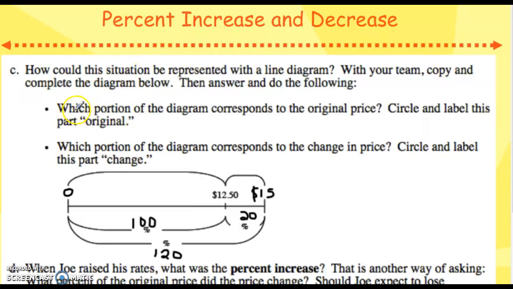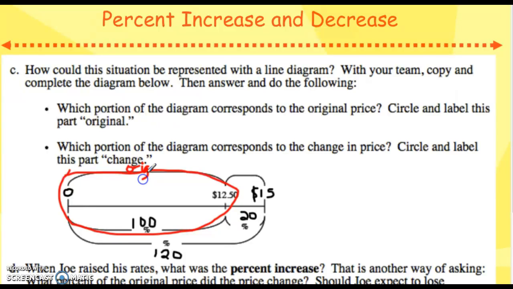Okay, so now I'm going to go back and answer my questions for C, so you need to have those in your notebook also. What portion of the diagram corresponds to the original price? Circle and label this part original. Okay, so my original price was when it only cost $12.50, so this is my original price. So you need to do the same in your notebook.